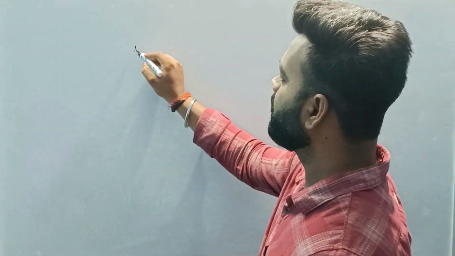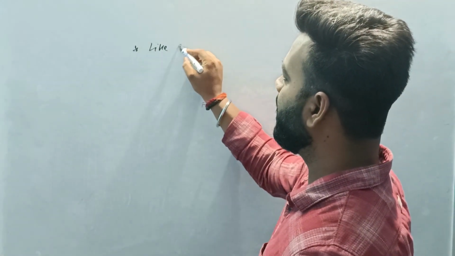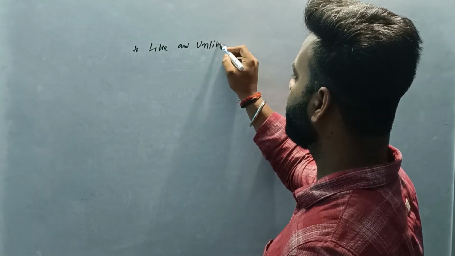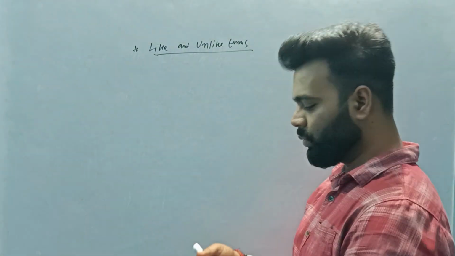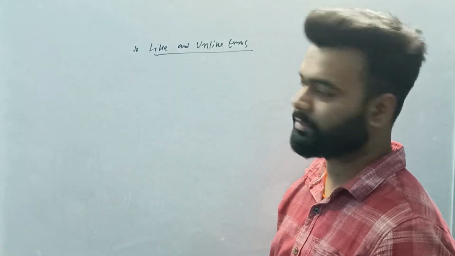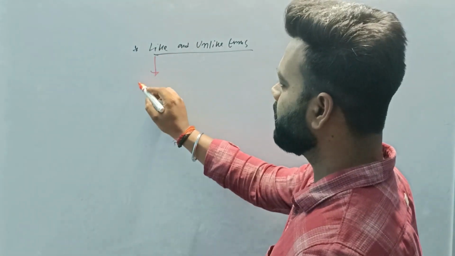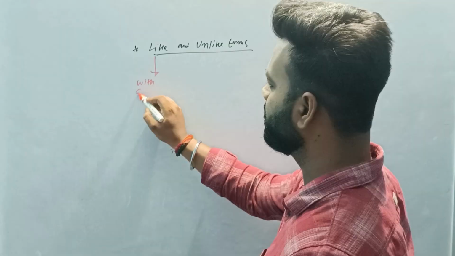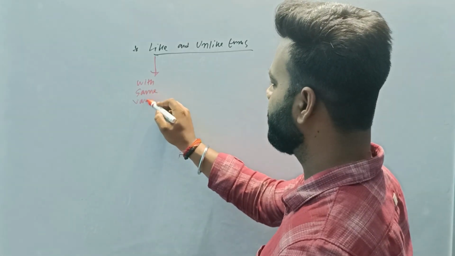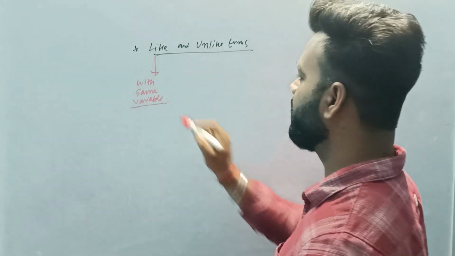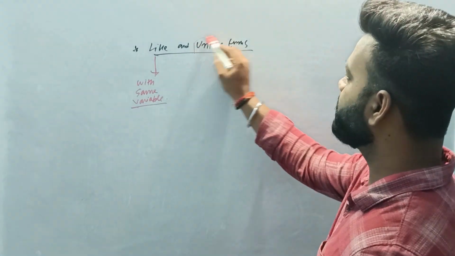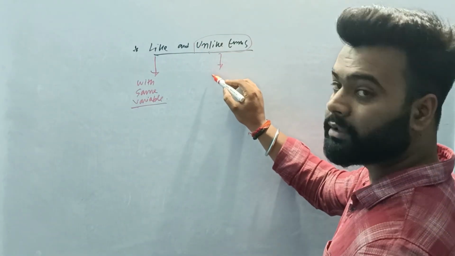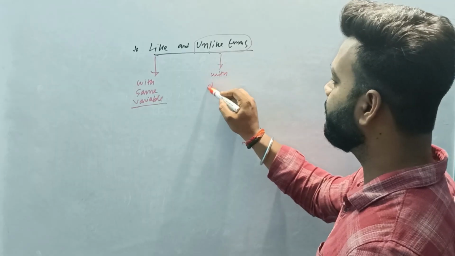Now moving on to the next topic: like and unlike terms, right? In polynomials there are two types of terms, like terms and unlike terms. Like terms are those terms with the same variable, and unlike terms are those terms with different variables.